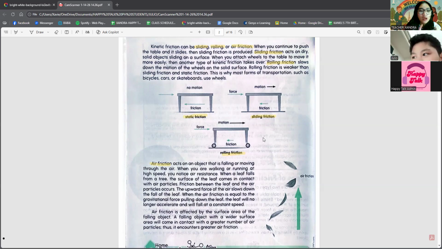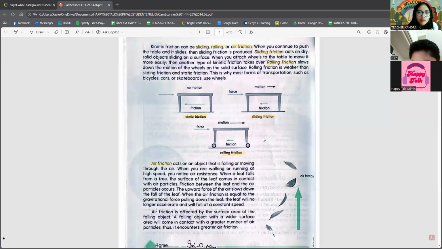A car. Car, what else? A wheelchair. Wheelchair, cars, wheelchair. Planes, they have wheels, if they're on land. Okay, so cars, bikes, skateboards, suitcase, wheelchair. So rolling friction is weak.